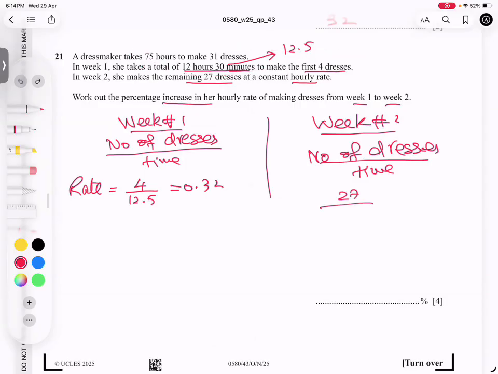Subtract this one. So I'm writing now here 75 minus 12.5. So when I do this, students, 27 divided by what? 75 total time, and total time first week she worked was 12.5. So subtracting from here, I'll get the time for week number 2. And it's not a hard thing to do, and the answer is 0.432. Rate is high. So he's asking percentage increase for art.